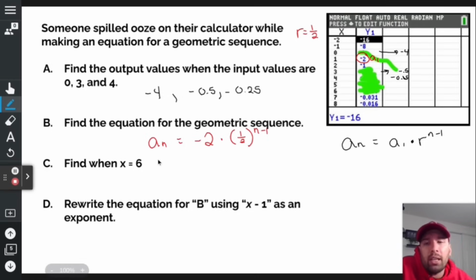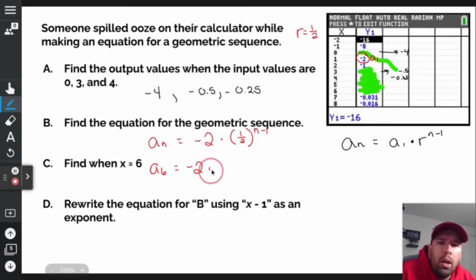Find when x is 6. So in this case, x is 6 implies n is 6. So what I need is the sixth term, which I don't have. I'm not going to keep this process going any further. I'm going to try to do this using the formula that I just came up with. So a sub 6 is going to equal negative 2 times 1 half to the 6 minus 1 power. And the 6 minus 1 power is the same as the fifth power.